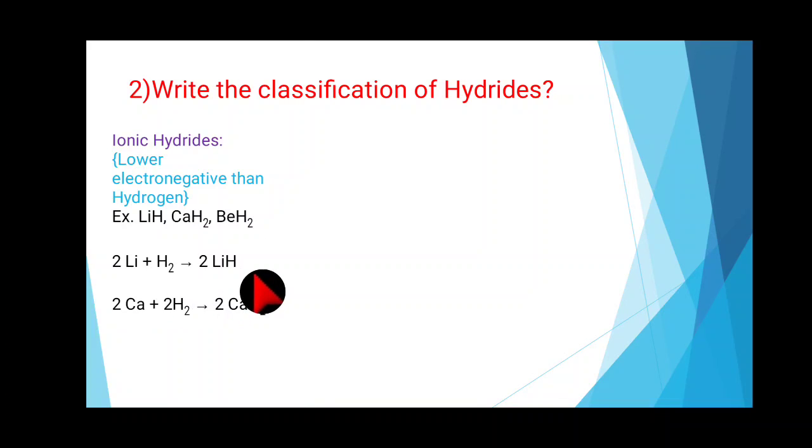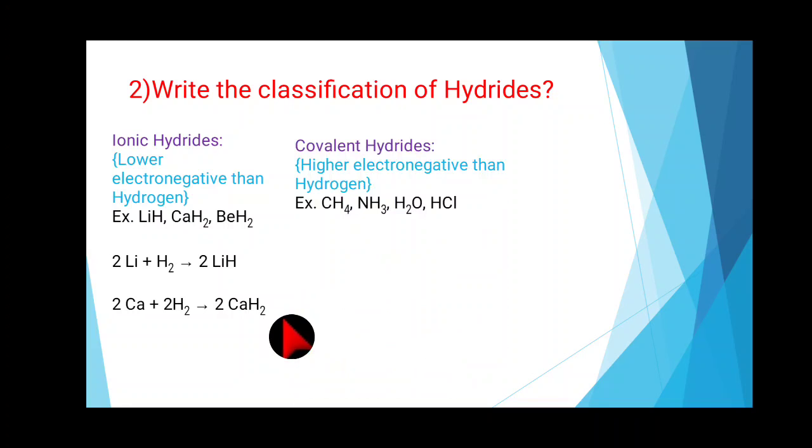So the lithium hydride and calcium hydride, how are they formed? Lithium, an alkali metal, reacts with hydrogen in the presence of 400 degree Celsius, it gives lithium hydride. Calcium hydride we can also get the same way, at the same temperature. Now covalent hydrides.